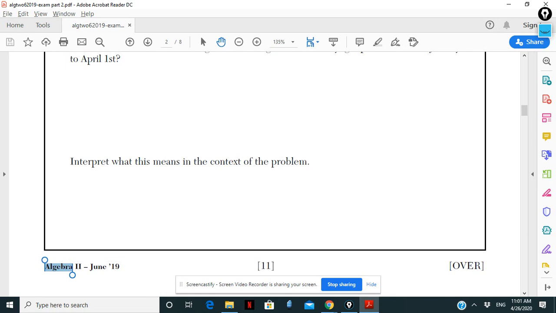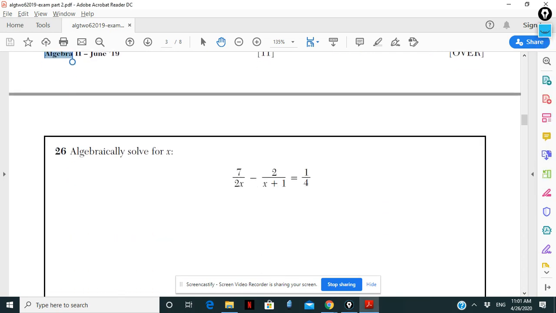Interpret what it means. So the average rate of change from January 1st to April 1st is 1.5 hours per month. So every month it's changing by 1.5 hours, increasing by 1.5 hours.